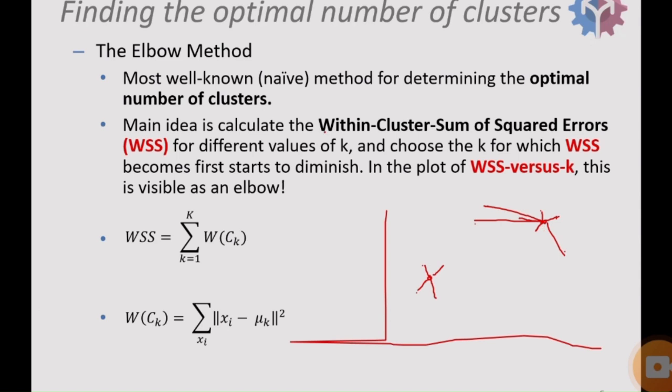Now read this again: within cluster, sum of squared errors. So this distance is like error number one, this distance is like the other error, this distance is like the third error, this distance is like the fourth error. What you're doing is squaring those errors and then adding them up.